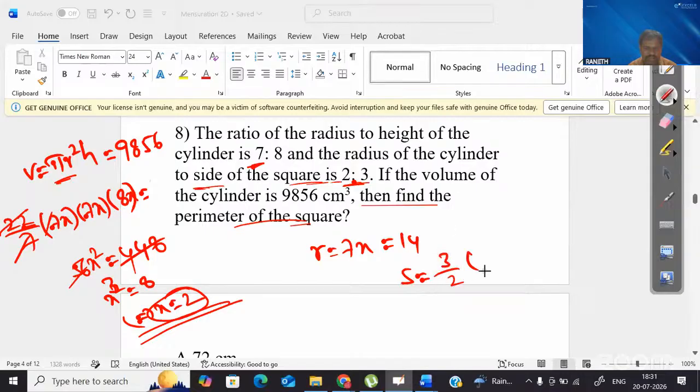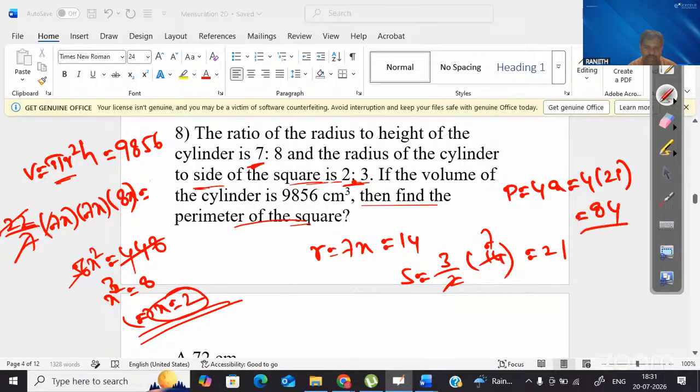Side of square equal to, so what is the side of the square? 3 by 2 times of 14. So 2 ones are 2, 2 sevens are 7, 3 sevens are 21. And the perimeter of square equal to 4a. 4 into 21 equal to 84. So the answer will be equal to 84.